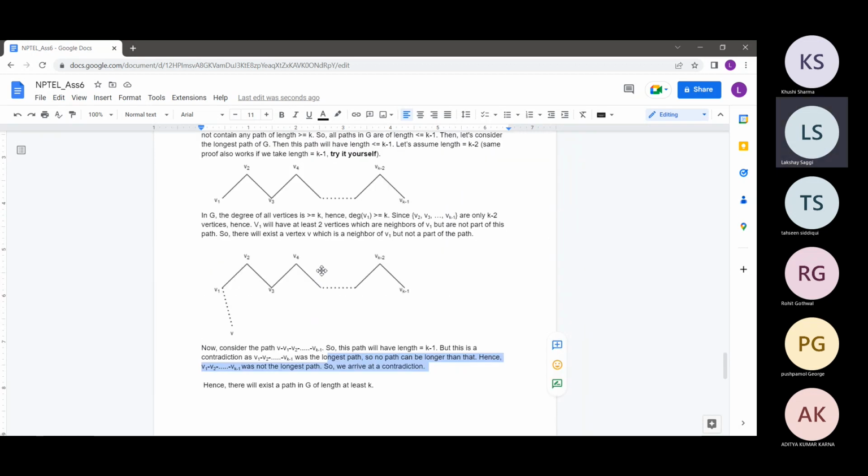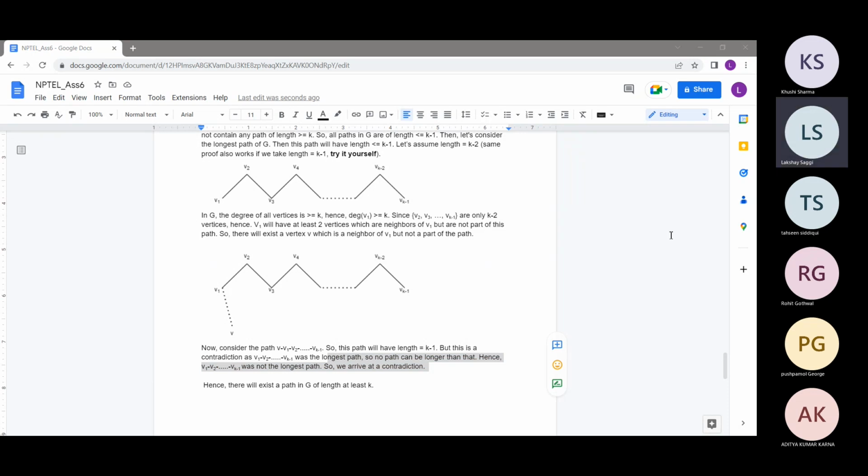So the main argument, I hope, is clear to you guys. We just took the longest possible path, and we showed that if the longest possible path has length less than or equal to k minus 1, then there will exist a longer path than the longest path, which certainly can't be possible. If you take something which is largest, then nothing can be larger than that. So yeah. Okay.